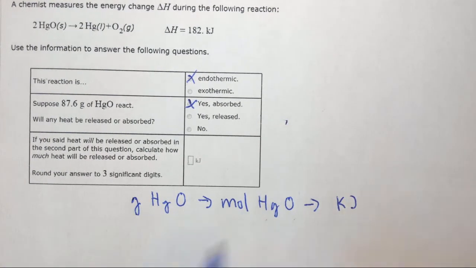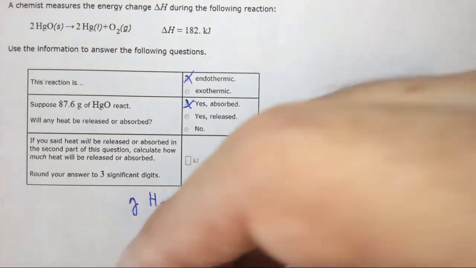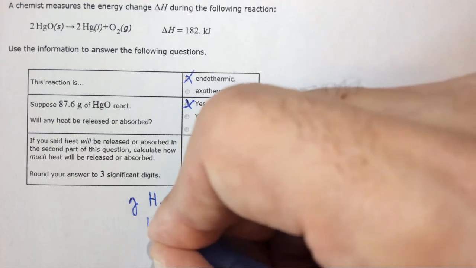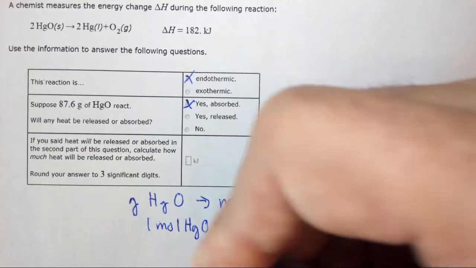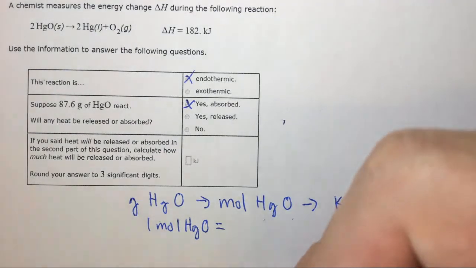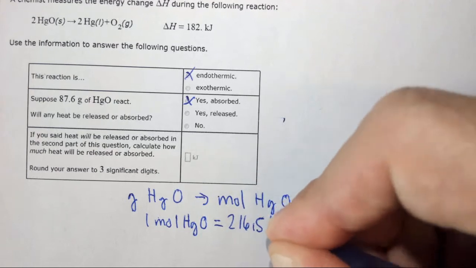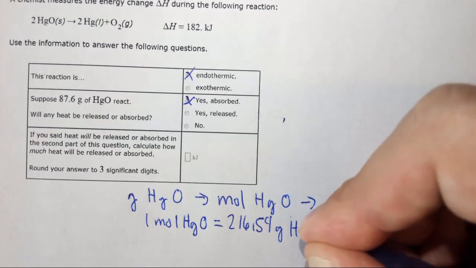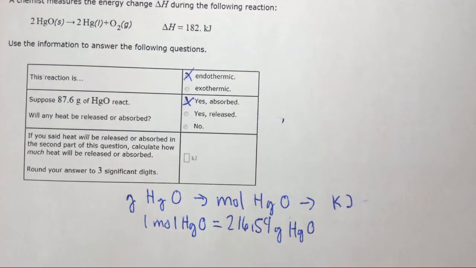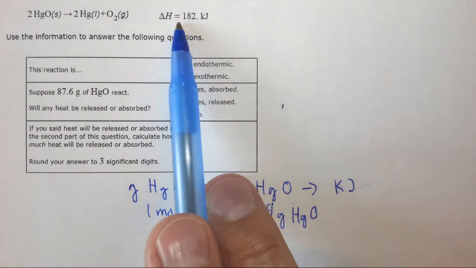The gram to mole equality we're all very familiar with. So we can look up mercury on the periodic table, look up oxygen, and what we'll find is 1 mole of HgO equals 216.59 grams of HgO. The next equality is new, but it's based on the enthalpy of the reaction.